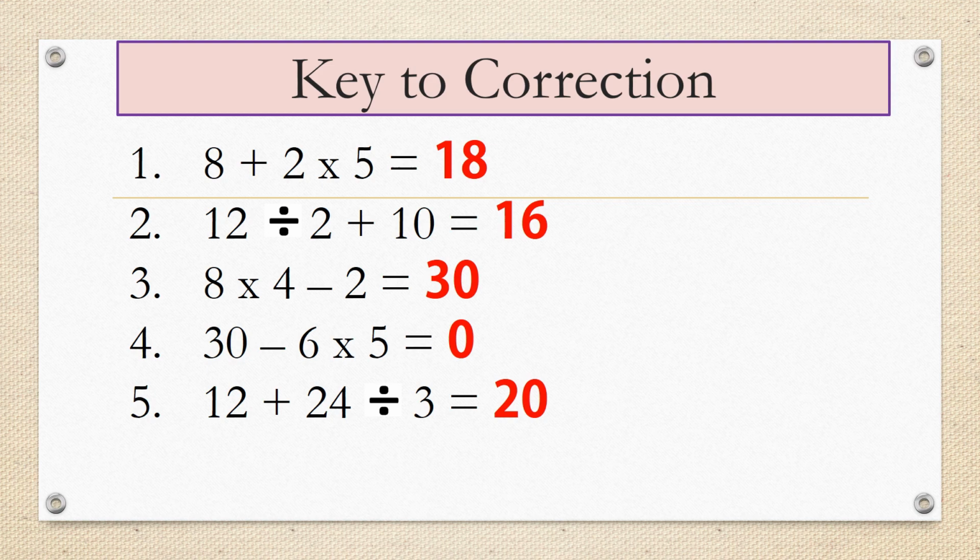For number 2, divide 12 by 2 equals 6. Then add 10 equals 16. For number 3, multiply 8 times 4 equals 32. Then subtract 2 equals 30. For number 4, multiply 6 times 5 equals 30. So 30 minus 30 equals 0. And for number 5, divide 24 by 3 equals 8. Then 8 plus 12 equals 20.